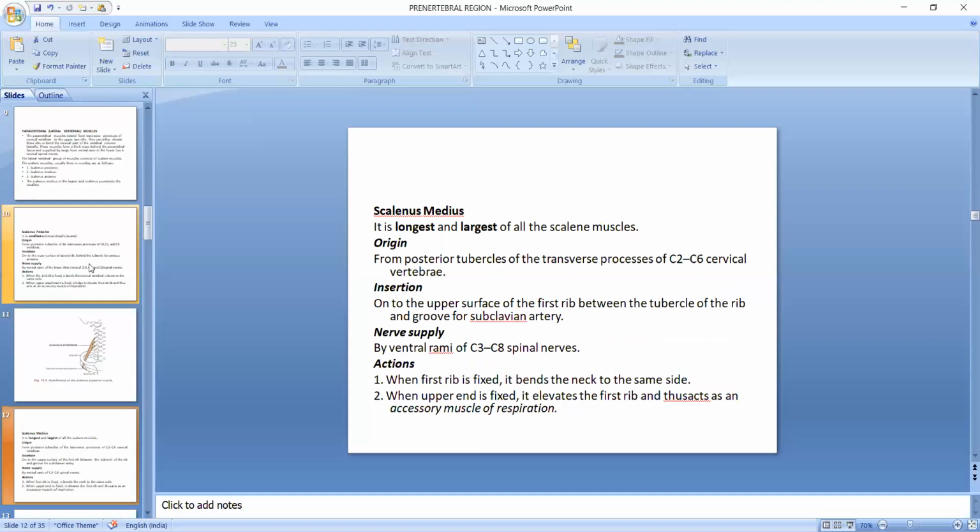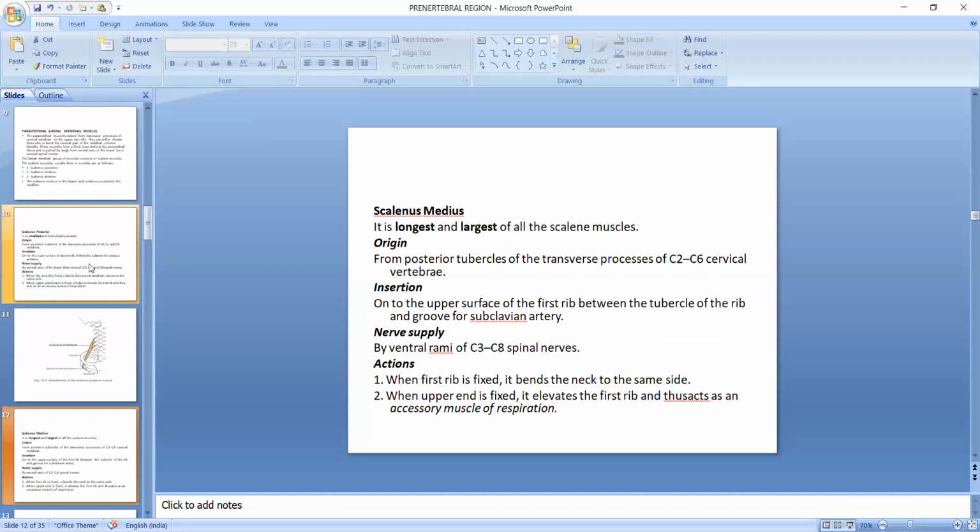Scalenus medius is the longest and largest of all the scalene muscles. Origin: from the posterior tubercle of the transverse processes of C2 to C6 cervical vertebrae. Insertion: on the upper surface of the first rib, between the tubercle of the rib and the groove for the subclavian artery.